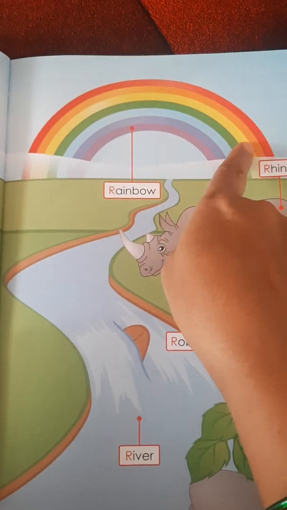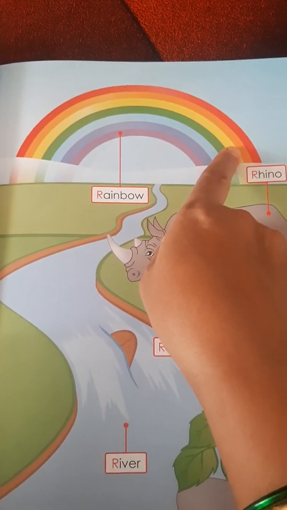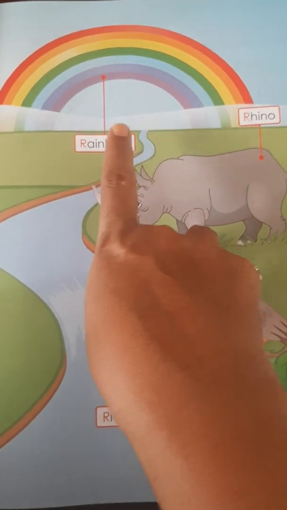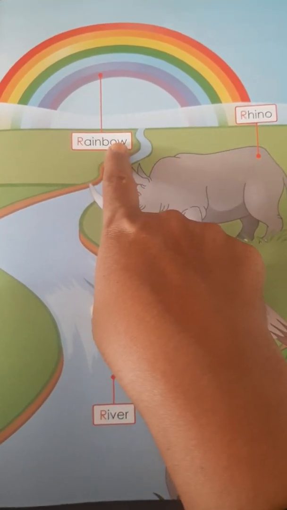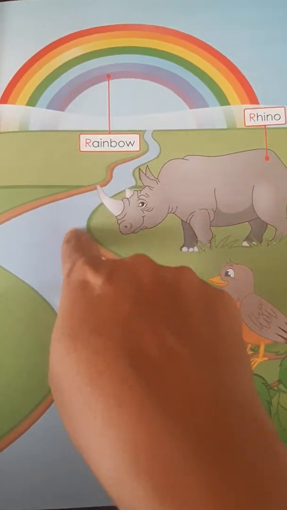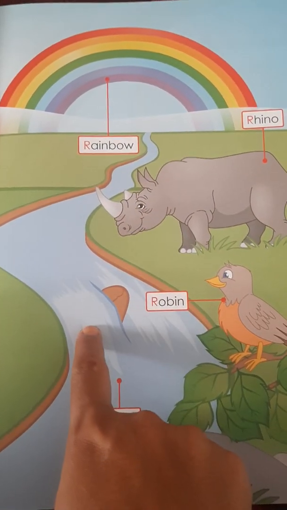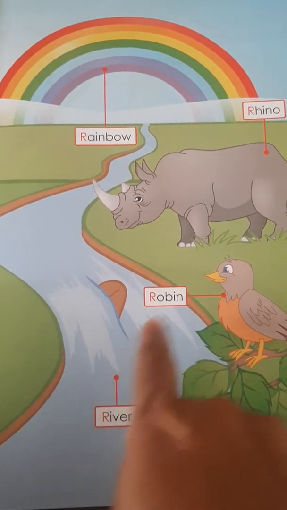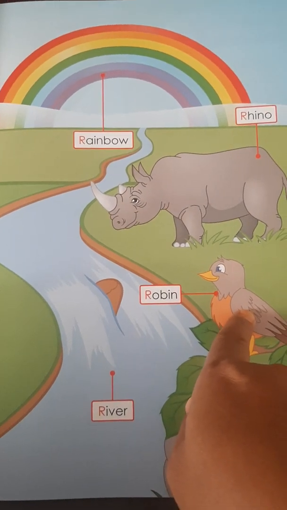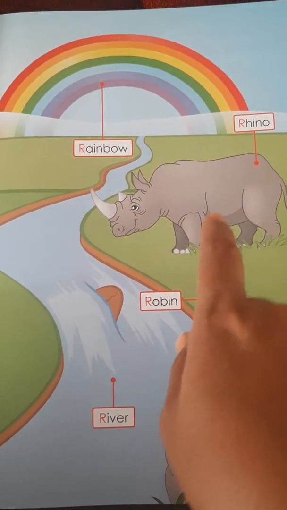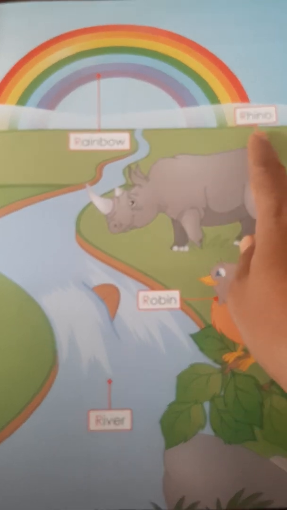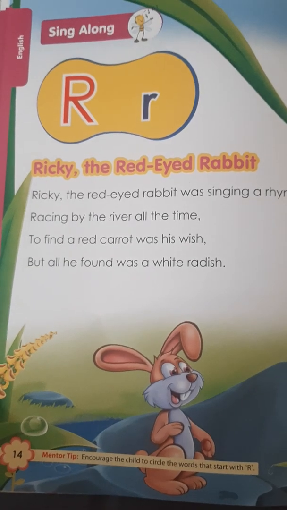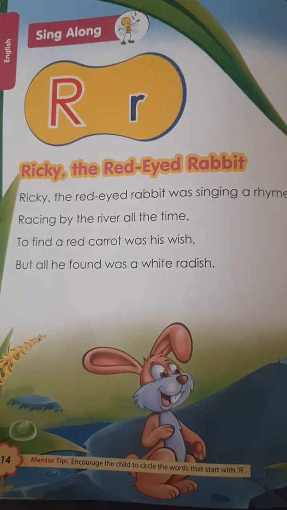This is the 7 colors of rainbow. Have you seen the rainbow in the sky? R, rainbow. And what is this, dear children? This is the R, river. R, robin. This is the bird. Robin is a bird. R, rhino. Here one rhyme is given related to letter R.